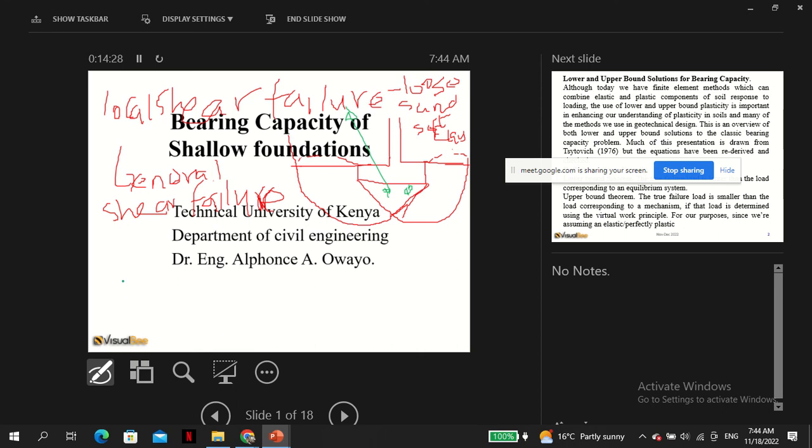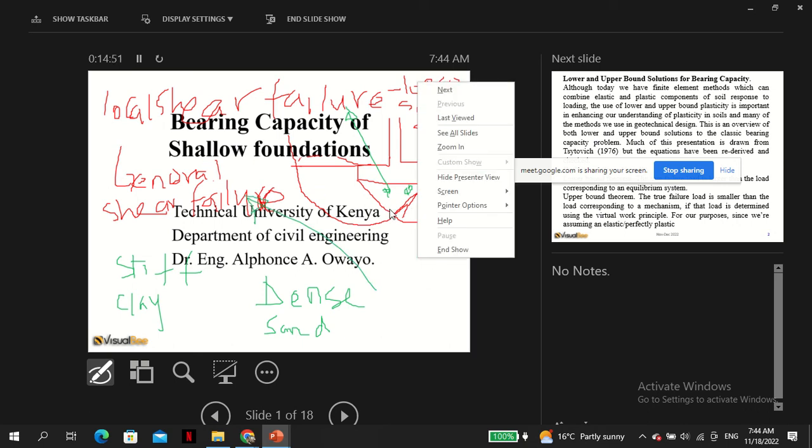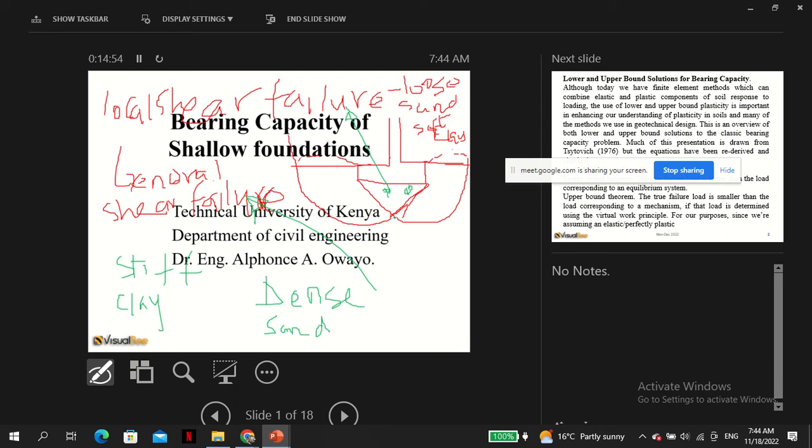But for stiff clay and dense sand, we have the general shear failure. For this one, all of this at the boundary here, the stress will yield, let's say, and everything here will reach a plastic limit at the boundary.